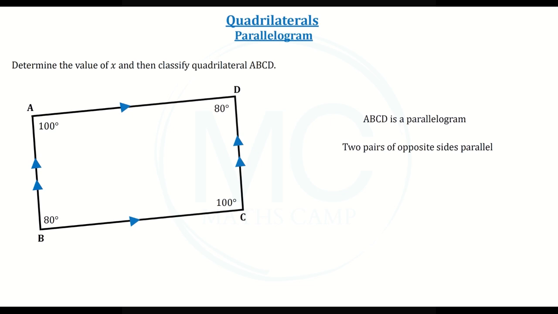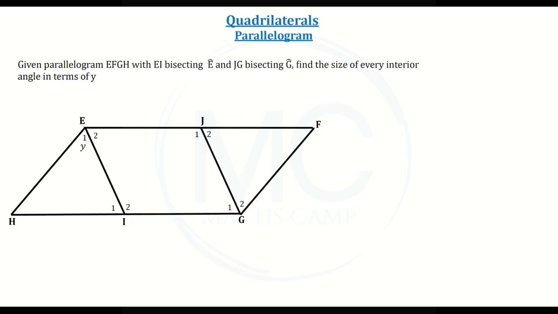Let's do another example. Given parallelogram EFGH with EI bisecting angle E and JG bisecting angle G, find the size of every interior angle in terms of Y. Don't be scared to draw on your diagrams. So before we try and tackle this question, let's make a note of the given information on the diagram.